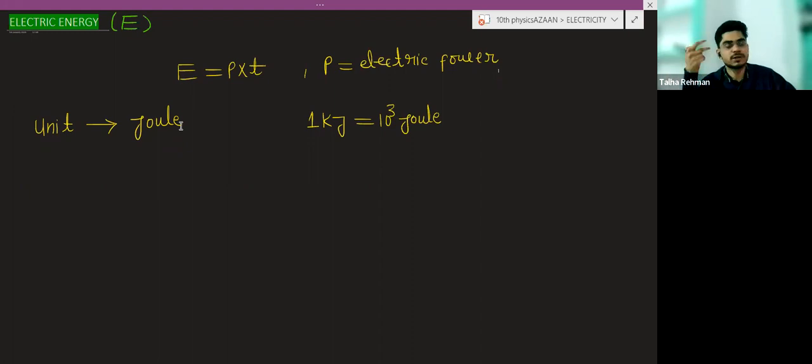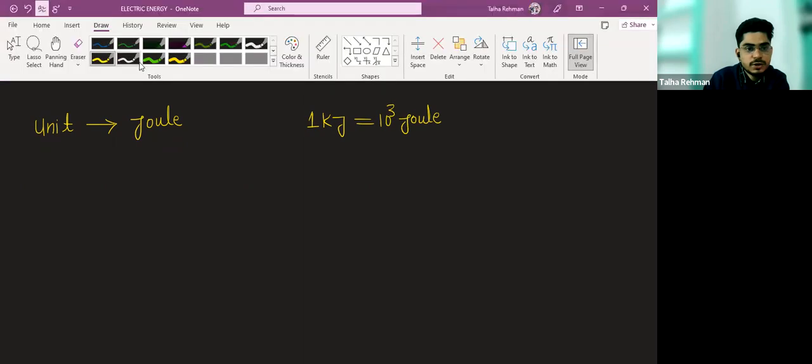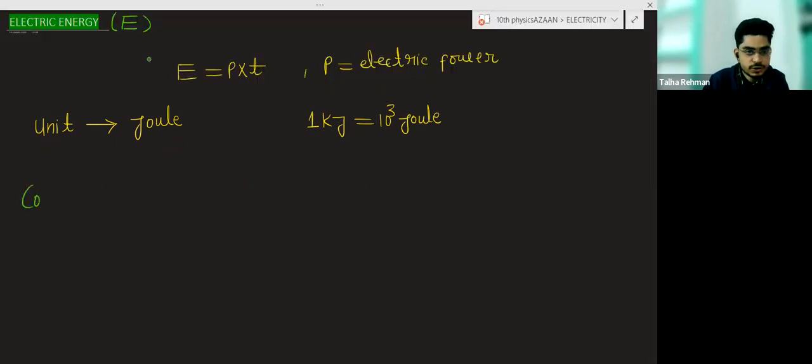Generally in our homes the bulbs, heaters and all that run for a long period of time. So for commercial purposes, in our homes and in hospitals, a large amount of electric energy is consumed. So we use another unit of energy, that is the commercial unit of energy, which is a bigger unit as compared to joule. So write down the commercial unit of energy.